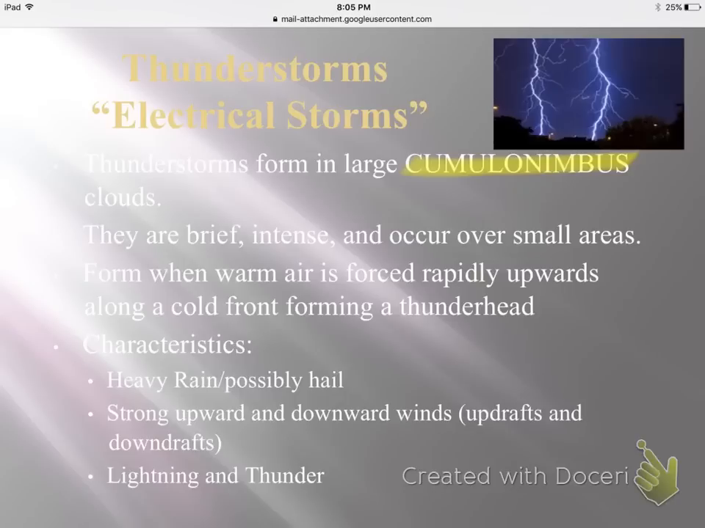Some characteristics of a thunderstorm are that it can bring possible hail and heavy rains. You're going to have strong upward and downward winds, which are called updrafts and downdrafts, and it's also going to bring the typical lightning and thunder.